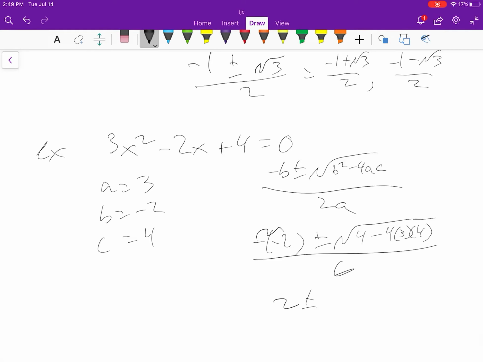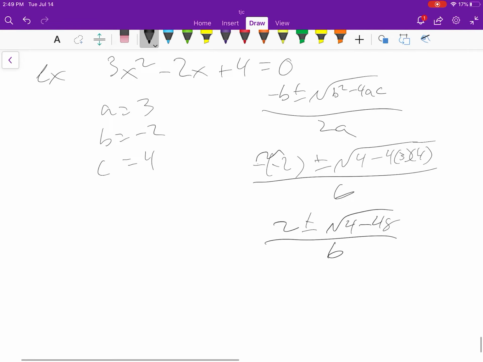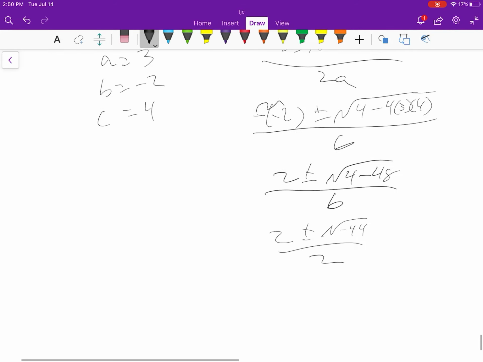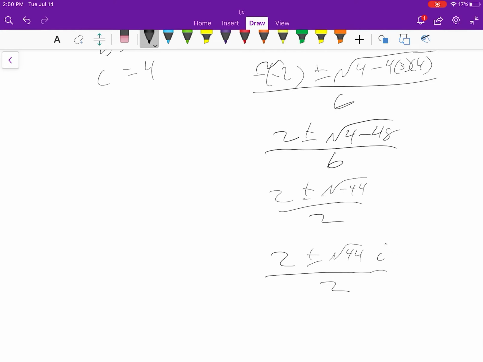Here, these are double negatives, so it's 2. 2 plus or minus the square root of 4 minus 4 times 3 times 4. 4 times 3 is 12, 12 times 4 is 48, so it's going to be minus 48, over 6. We then have 4 minus 48, which is negative 44 under the square root, over 6. And since there's a negative inside the square root, we're going to have i. So this is 2 plus or minus the square root of 44, i outside, over 6.